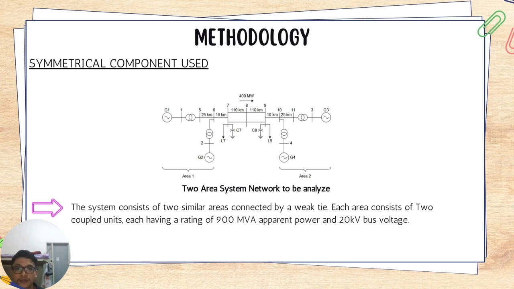Based on area 1 and area 2, on the output of the MATLAB scope, area 1 holds the yellow and blue color output, while area 2 holds the green and orange color output on the MATLAB scope. So these are the symmetrical components that we will use to analyze.